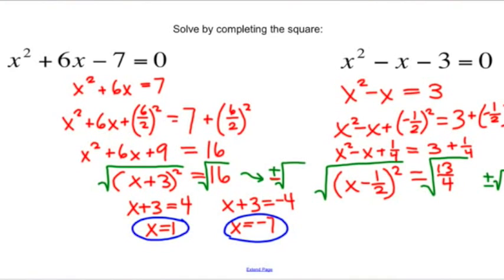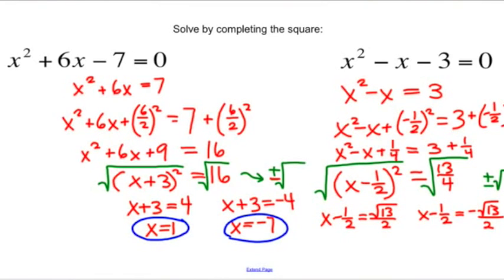I have my two answers now set up as x minus 1/2 could equal the square root of 13 over 2, because the square root of 13 over the square root of 4, and the square root of 4 we know is 2, or x minus 1/2 will equal the negative square root of 13 over 2.